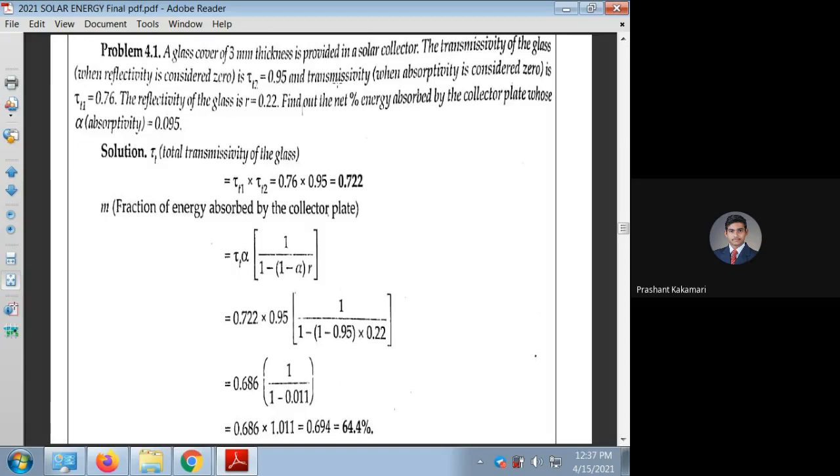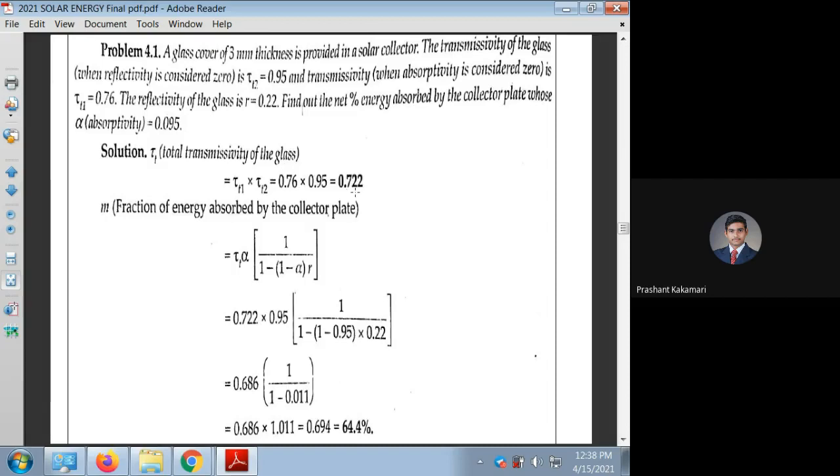0.95 is the tau alpha, and transmissivity when absorptivity alpha is 0. When alpha is 0, you can consider this as tau r. Tau r is 0.76. So in this book, they have taken tau T2 or T1 whatever, but as per concept, when the reflectivity is 0, I can keep it as absorptivity, tau alpha as 0.95. If the absorptivity is considered 0, then I can keep it as tau r. So tau r is 0.76. So when tau r and tau alpha both are given, I can multiply both and I can find out total transmissivity of the glass. That value is 0.71.